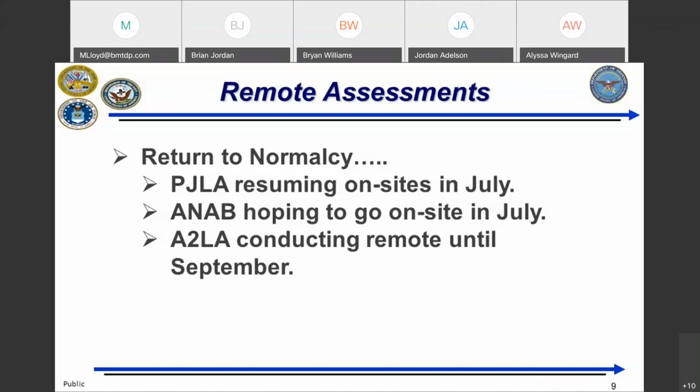The technology can be really spotty. You can only see so much. I think it's been an extra amount of work on the assessors and the laboratories. So we're hoping that, once we go back on site, everything will go back to normal, and hopefully we will have not seen any decline in quality because of having remote assessments.